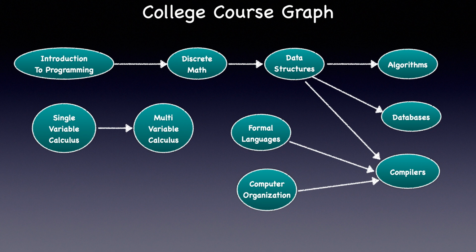Here, the nodes in the directed graph represent the courses, and the directed edges between nodes tell us which course has to be done before the other. So what if we have to find a valid order to complete all these courses? Now that's where the topological sort algorithm can help us.